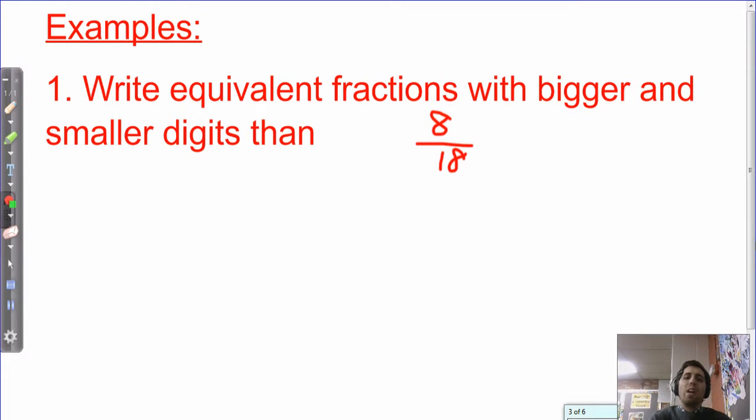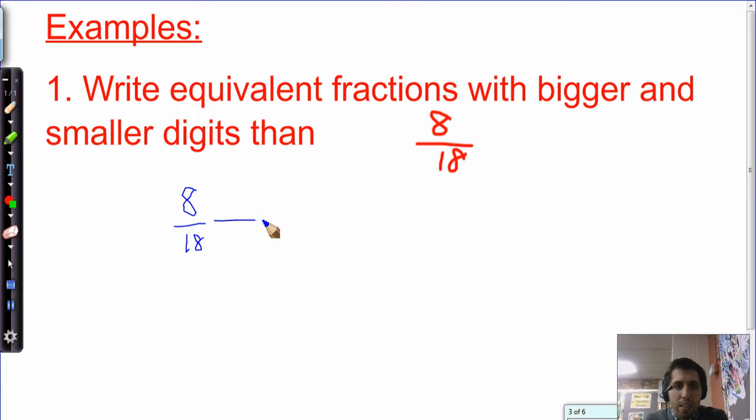It says, write equivalent fractions with bigger and smaller digits than 8/18. Okay, so I have to have 2 equivalent fractions, one with smaller digits and one with bigger. Now, let's do bigger digits first. I know a lot of people like to multiply. So let's do 8/18, and we need to create something that has the same value but larger digits. So a lot of people like to multiply by 2, but let's actually multiply by 4. Let's kick it up a notch.